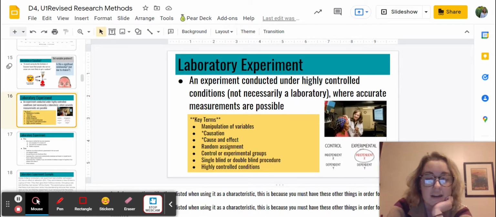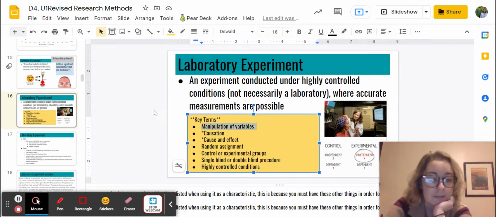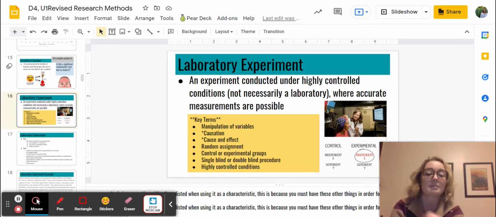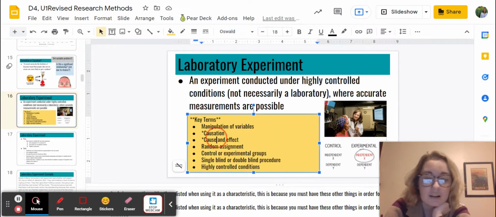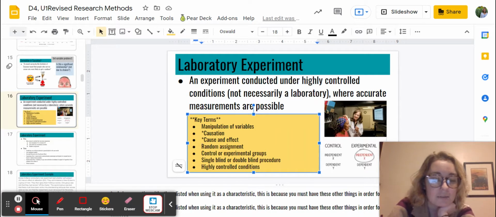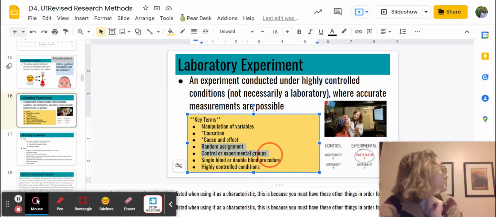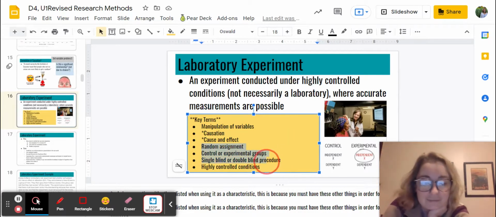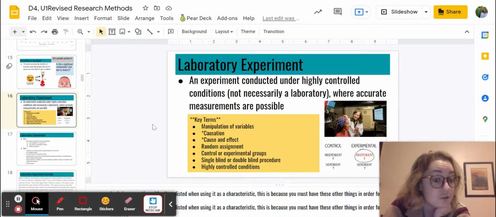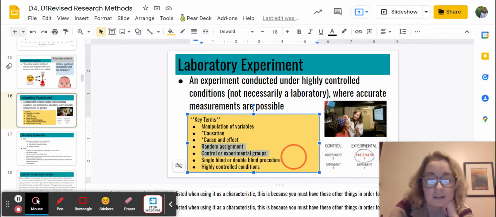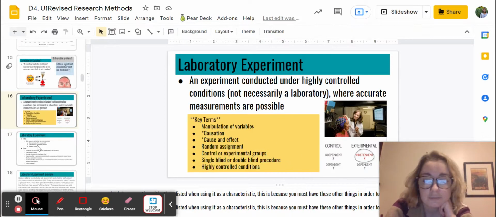So some key terms to note is manipulation of variables, because you are manipulating it as the experimenter. Causation, cause and effect. And then there's other parts of an experiment, which we're going to talk about tomorrow, which include random assignment, control and experimental groups, single and double blind. All that stuff would be things that you need to do in an experiment. So if you see those talked about, you can be pretty sure that the type of research method being used is an experiment, because they're not going to be doing these things in other research methods.